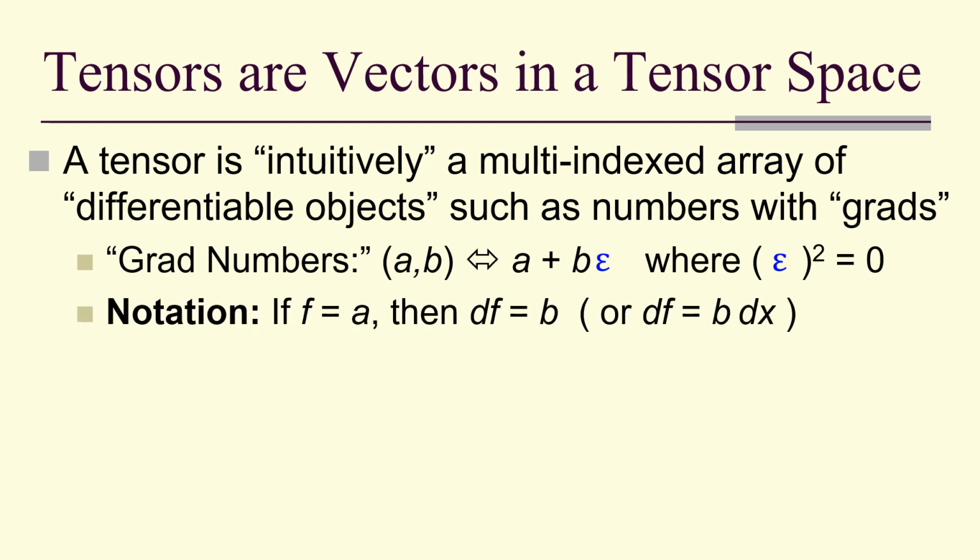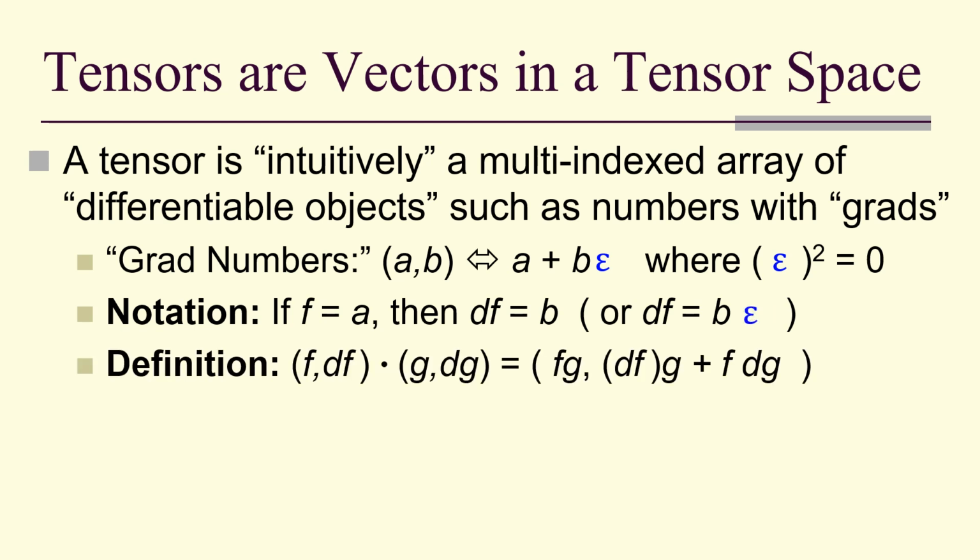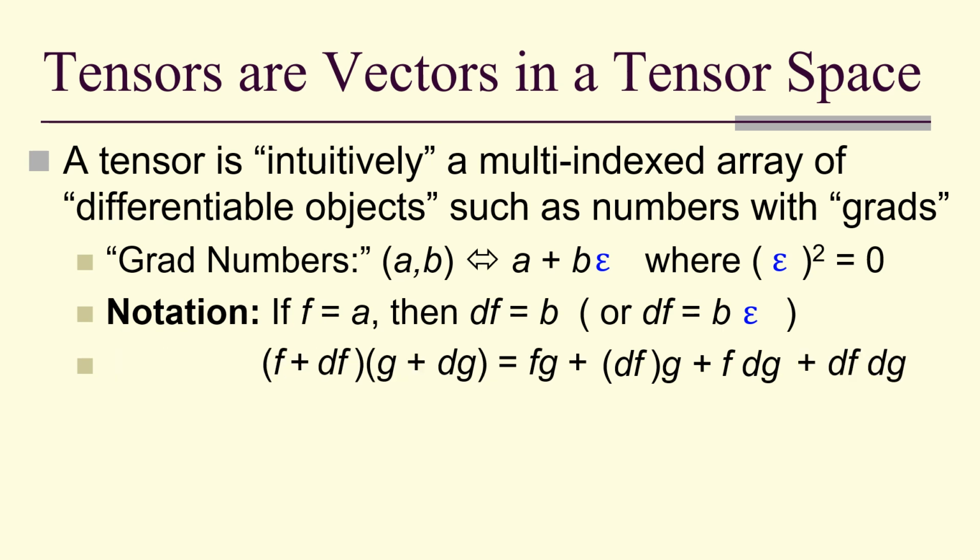But if f equals a, then df is equal to b, or df is equal to b dx, or b epsilon. So if I have (f, df) times (g, dg), then that's (fg, df times g plus f times dg). Now, I can actually show you that, because if I do this expansion, notice I get the fg plus the df g plus the f dg. When I expand, I FOIL this out, plus the df dg. So g is p plus q dx, which is p plus q epsilon.